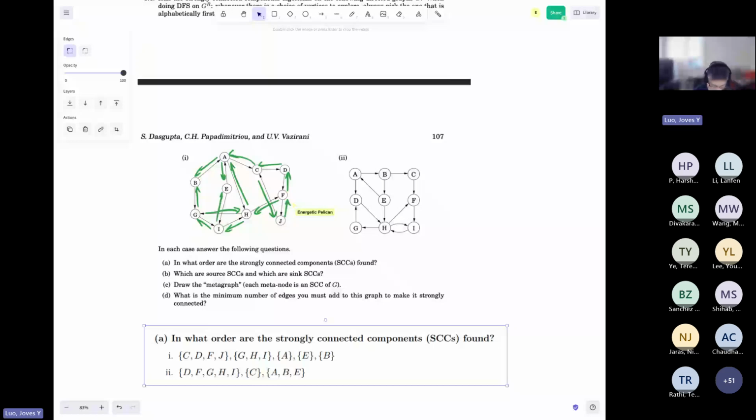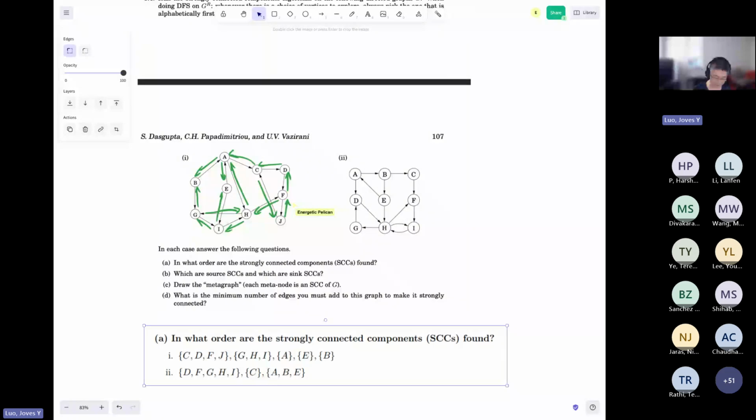Okay. Now we run DFS again on the original graph. The sink SCCs end up being discovered first. So anything that's at the end of our SCC run is the first thing that gets discovered, because it removes it as we go in reverse.